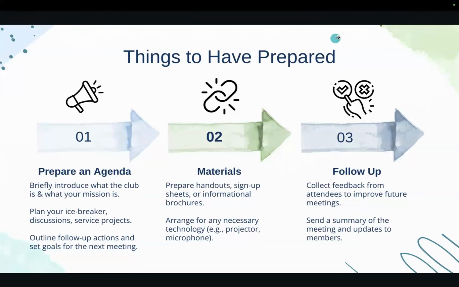And follow up. Collect feedback from attendees to improve future meetings. During your meeting, you could have a QR form basically saying attendance, if you were there or not, and then at the bottom have comments and concerns, where people can fill that out and tell you what they think you should do in the future or what they would like to see from the club. That way they see their ideas are valued, and if they see that, they will want to come back to those meetings, because they're seeing that what they do and what they say is meaningful. And send a summary of the meeting and updates to the members.